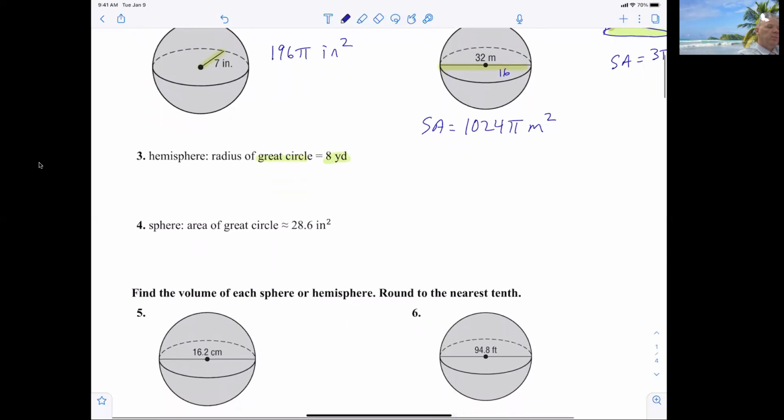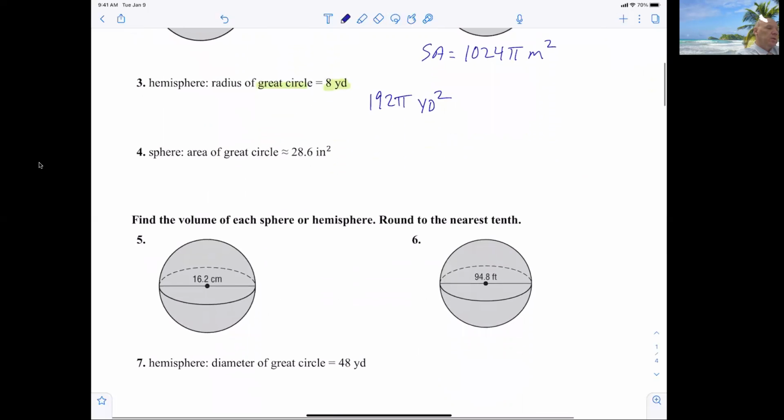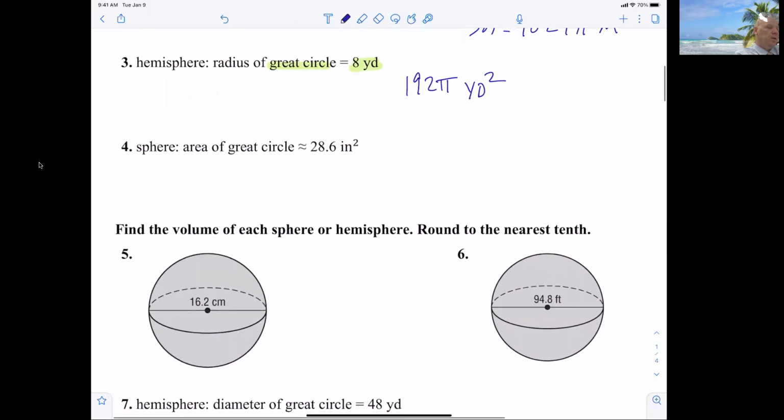So someone help me out with number 3. 192 pi yards squared. Perfect. All right, so here we go. The sphere has an area of a great circle. So now, do I need to figure out what the radius is? Who said no? Why? That doesn't tell you the answer.